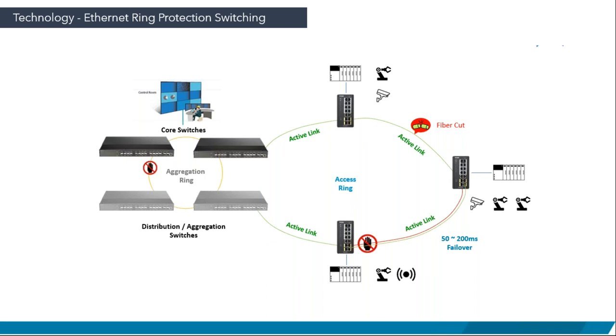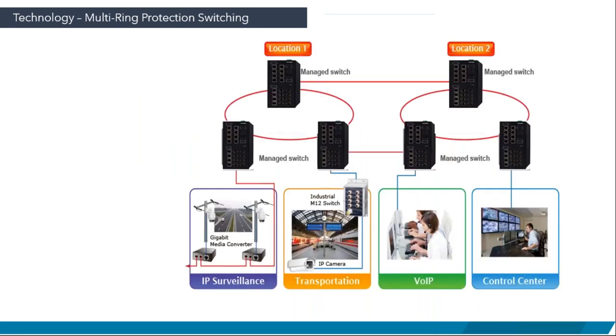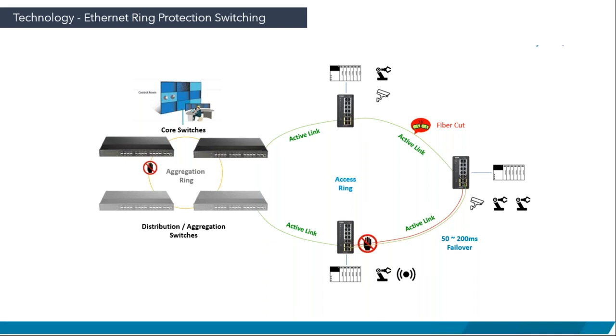Now, whenever there is a fiber cut, every switch has an active link, but if one of the links fails, then another link should take over in less than 50 milliseconds. Yes, please go back. So another link will take care in less than 50 milliseconds. That is the advantage of ERPS, Ethernet Ring Protection Switching, because there is a link convergence of less than 50 milliseconds.